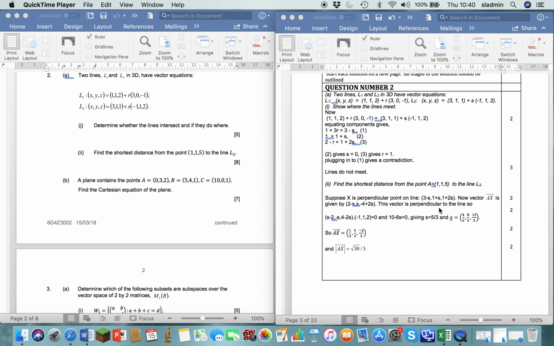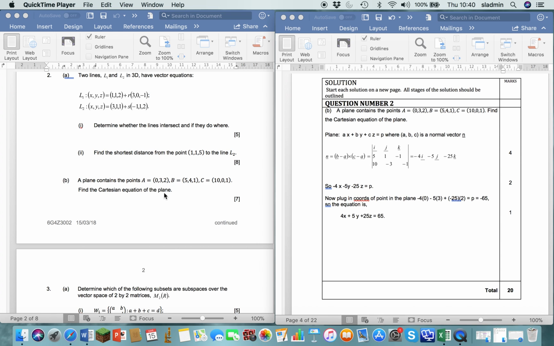This vector is perpendicular to the line, which means that the dot product of this vector with (minus 1, 1, 2) will give us 0. And 10 minus s is 0, so that gives us s is 5 over 3. So X is equal to (4 over 3, 8 over 3, 13 over 3). AX, remember, is the vector X minus A. And then we find the norm of this vector, which gives us root 30 over 3.